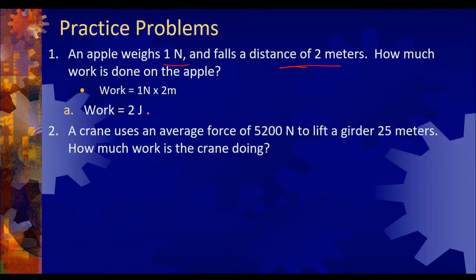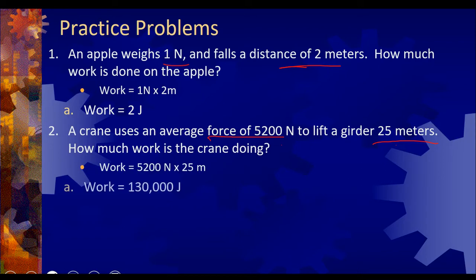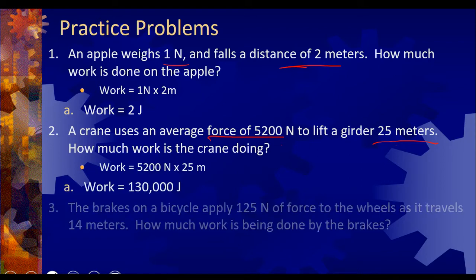Here's another one. A crane uses an average force of 5,200 newtons to lift a girder 25 meters. How much work is the crane doing? Same thing, force times distance, and we get that many joules.